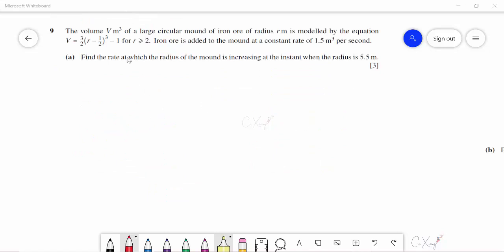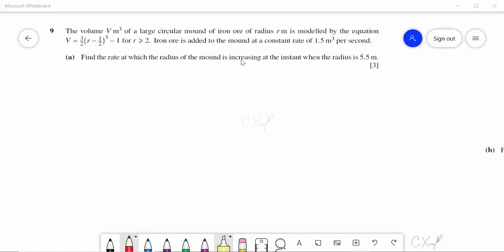Okay, so question number 9. All right, so they give you the volume of a large circular mold of iron, of radius r meters, which is modeled by the equation. So they give you the equation for volume. All right, so iron is added to the mold at a constant rate of 1.5 meter cube per second.